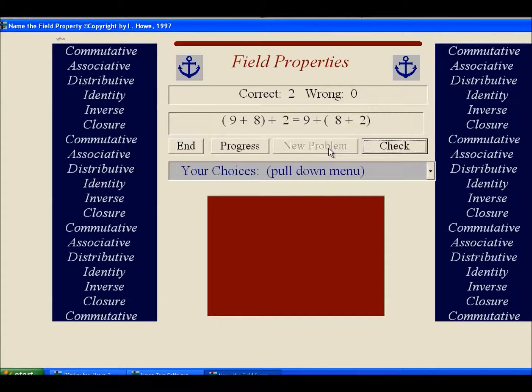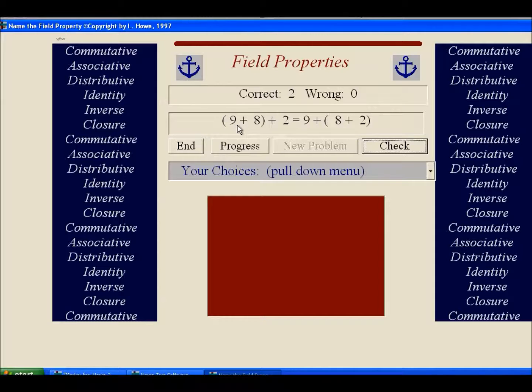New problem. 9 plus 8 plus 2, with 9 plus 8 having parentheses around them, then plus 2. And then 9 plus 8 plus 2 with the parentheses around the 8 plus 2. Now you know the parentheses means that you do that first.